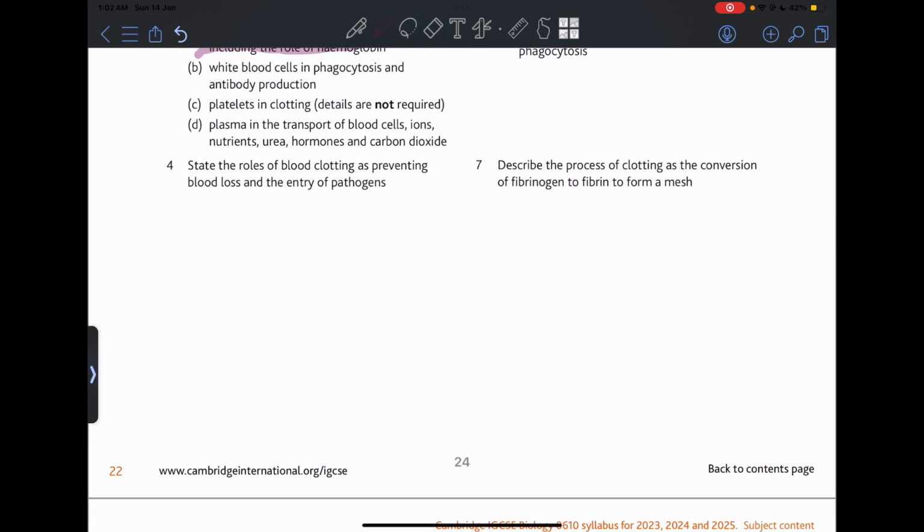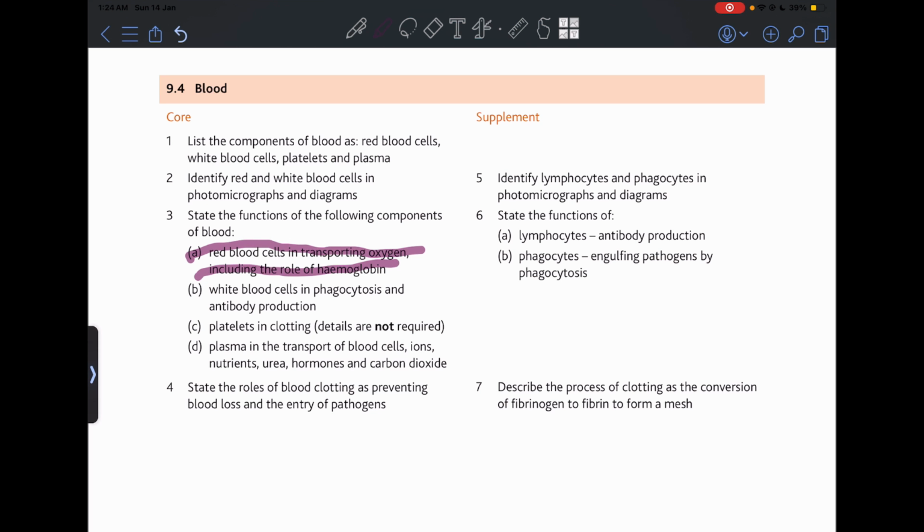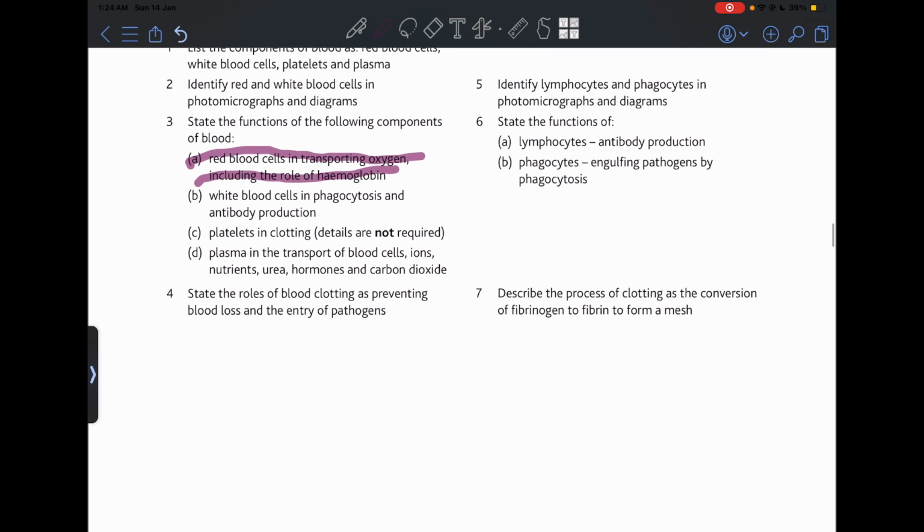Now, number 4 says state the roles of blood clotting as preventing blood loss and entry of pathogens. So you just have to say that blood clotting is a way to prevent blood loss and entry of pathogens. Now, for extended students, you have to identify lymphocytes and phagocytes in photomicrographs and diagrams. So you have to be able to know which one is a lymphocyte and which is a phagocyte when you are given a picture.